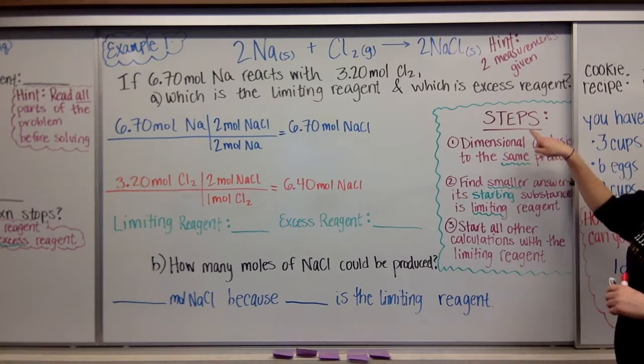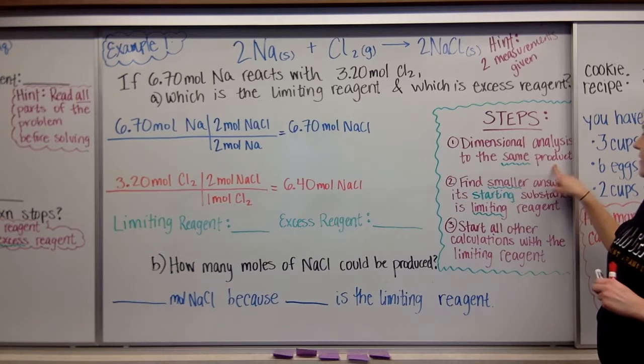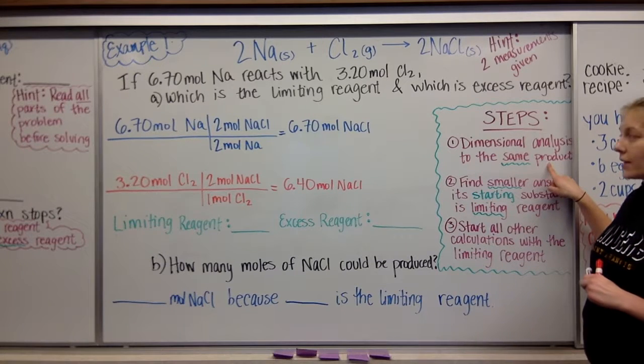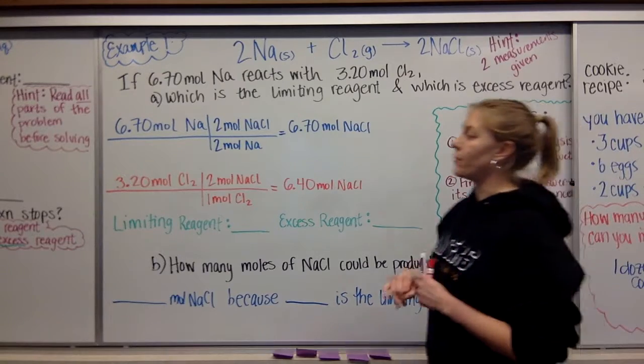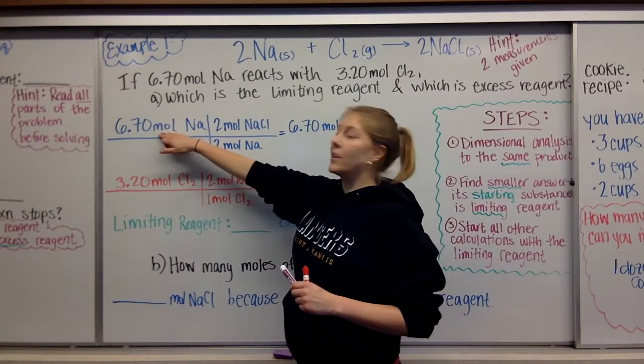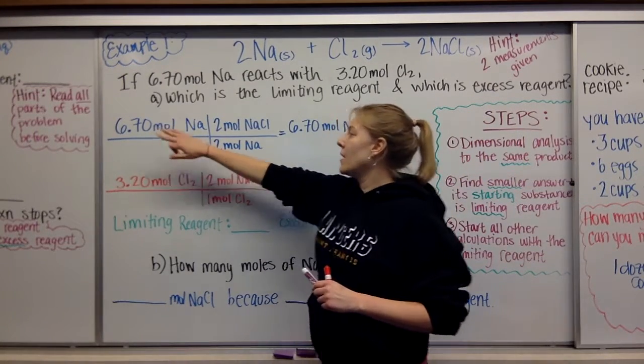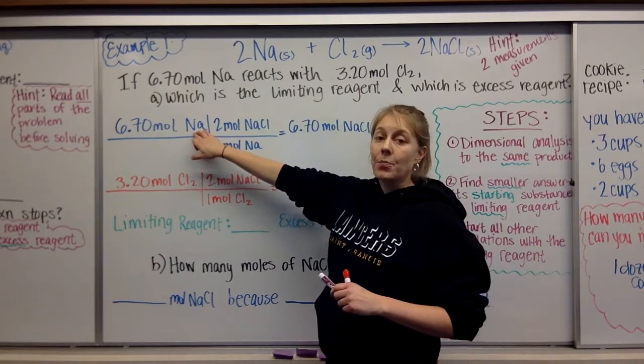All right, so I've already kind of set this up for you, but let's look at the steps here. The steps is that we're going to use dimensional analysis to go to the same product. I've set that up over here. We have 6.70 moles of sodium, and we're trying to figure out how much product is formed.